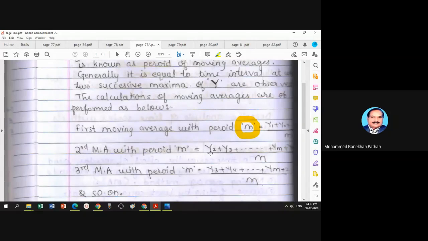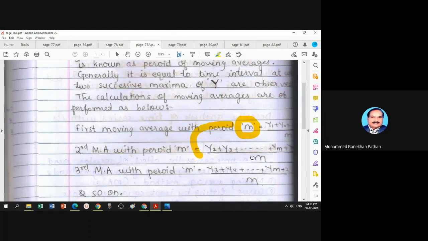See the formula of the second moving average. It begins from y2 plus y3 plus ... ym plus ym plus 1. Everybody make the correction in your notebook. The second formula is plus ym plus 1, divided by m. Let us look at the difference with before. The first moving average starts with y1 and stops at ym. The second moving average starts from y2 and stops at ym plus 1, divided by m.